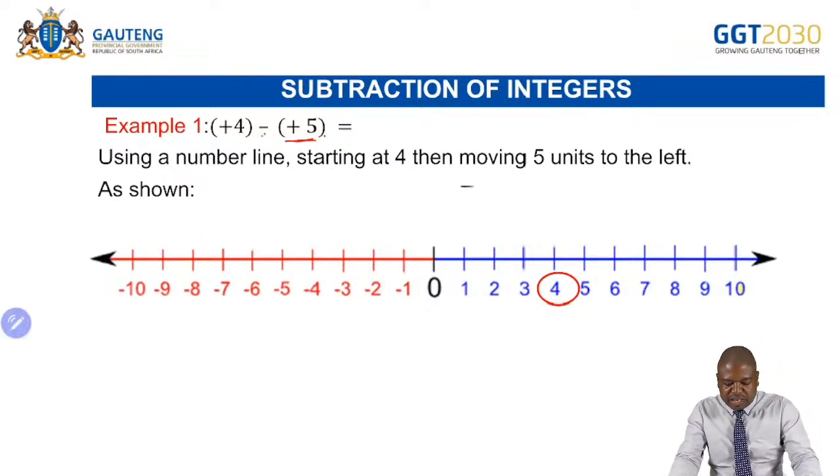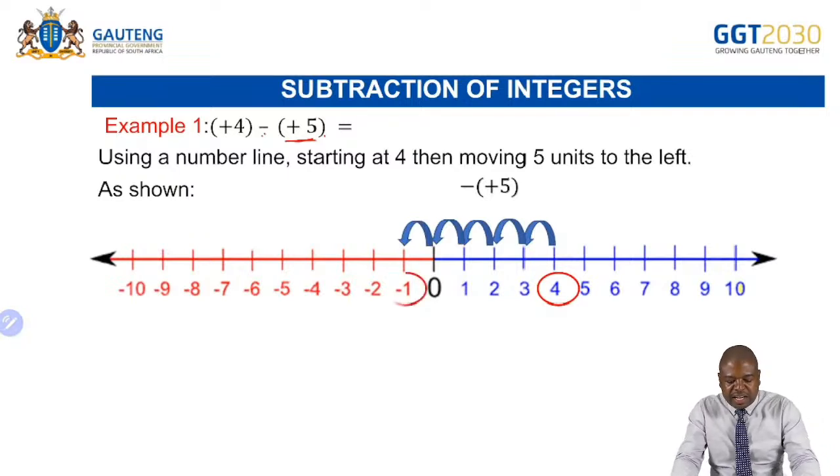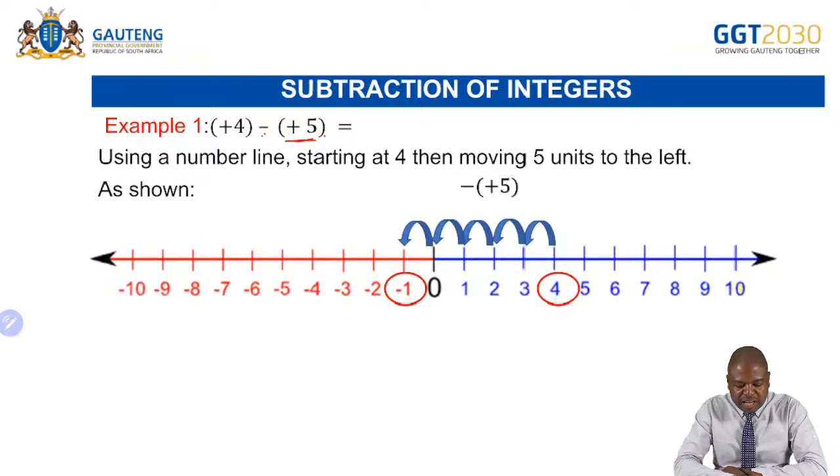So we are going to start at 4, then move 5 units to the left, which will give us -1. Can you see that? We'll move 5 units to the left, which will give us -1. So we end up at -1.